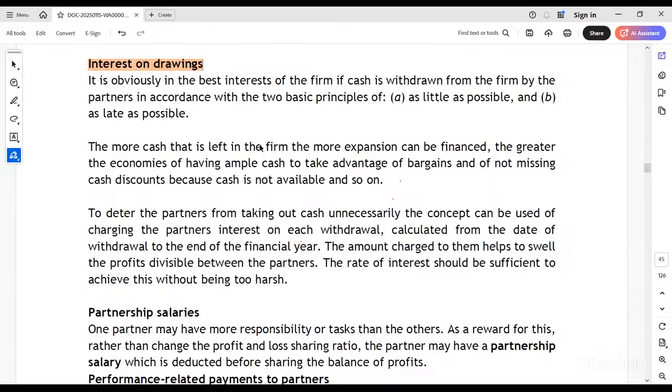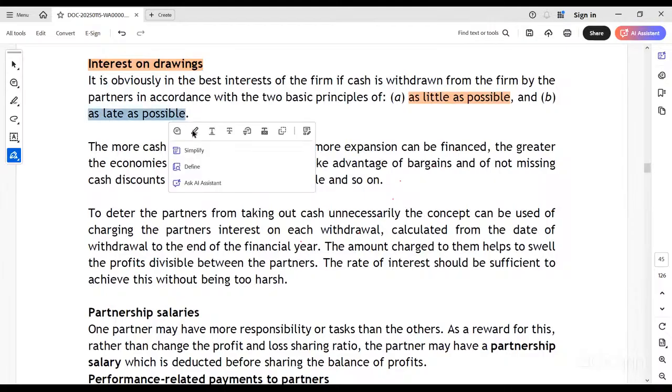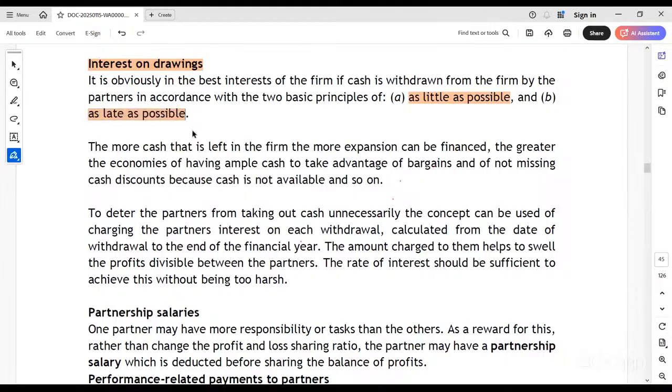It is all in the best interests of the partners. Yes, we want to withdraw, but let us withdraw as little as possible, and as late as possible, because the business needs cash. If that cash is just withdrawn all the time, we may end up with limited cash, yet we need cash to support the activities of the business. The more cash that is left in the firm, the more expansion can be financed, and the greater the economies of having enough cash. Cash has to be there.